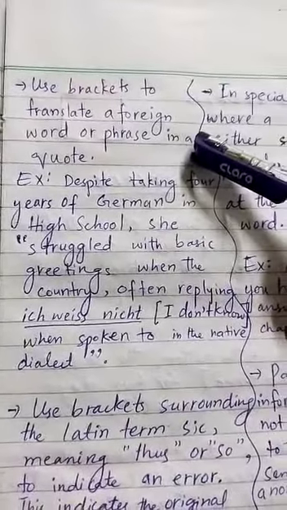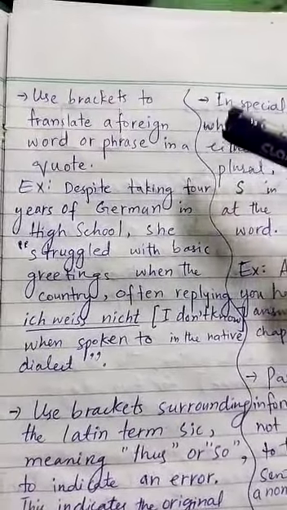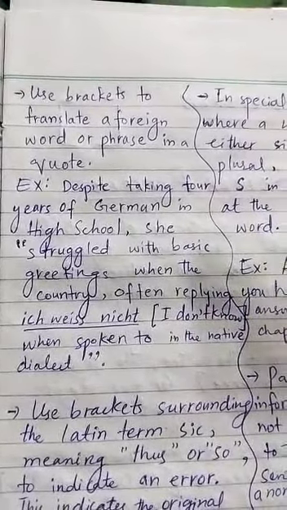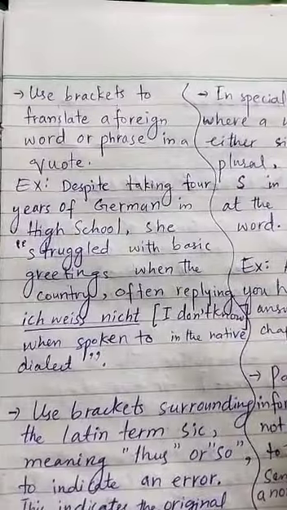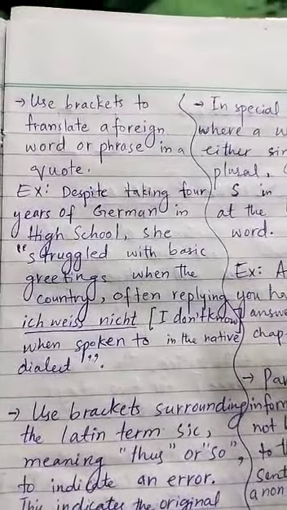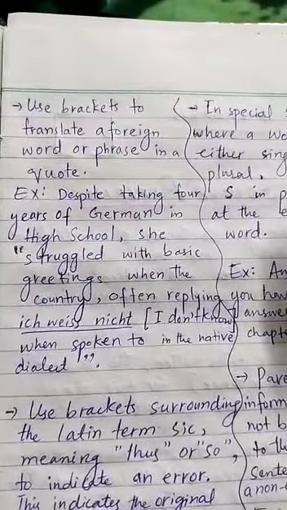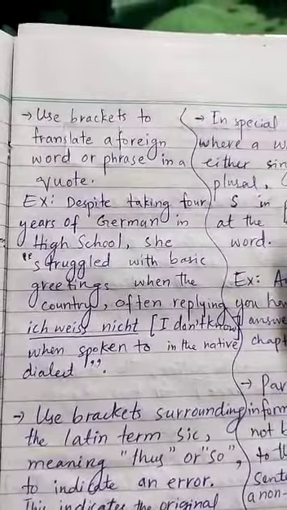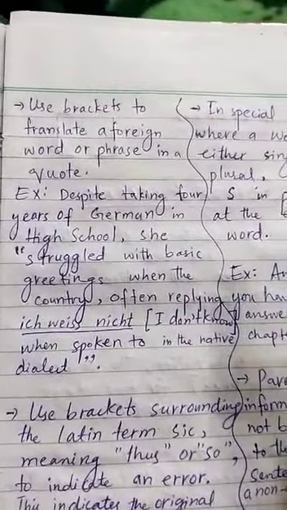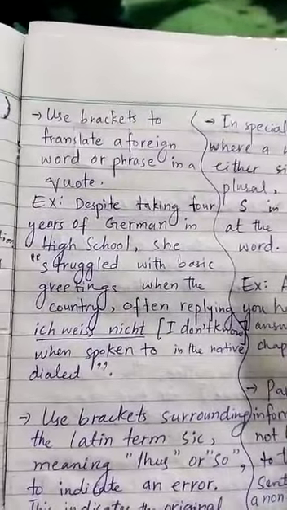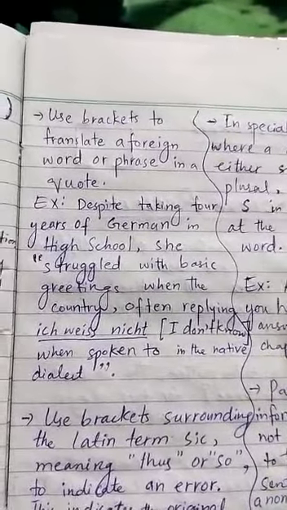Use brackets to translate a foreign word or phrase in a quote. So when there is a quotation in a sentence, and inside the quotation there is a foreign word or phrase that is not understandable, we put the translation of that particular phrase or word into the square brackets to understand the quotation clearly, or to understand that phrase or that word clearly.